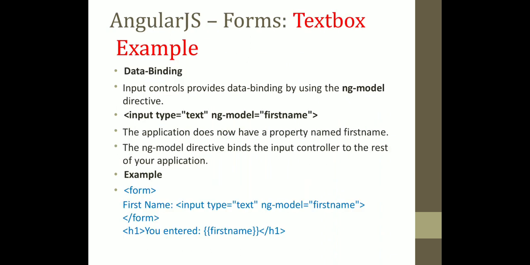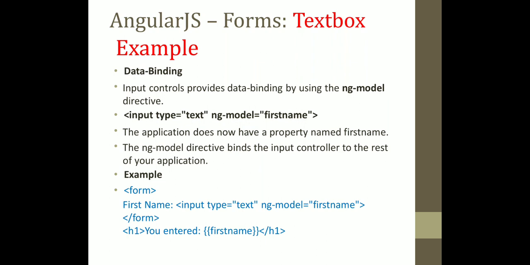So we'll see how forms are used in an example. Okay, so we have taken the text box example. Here the data binding is used. The ng-model directive is used to provide data binding, and AngularJS has some features for binding data of HTML form input fields to the model object, that is $scope.